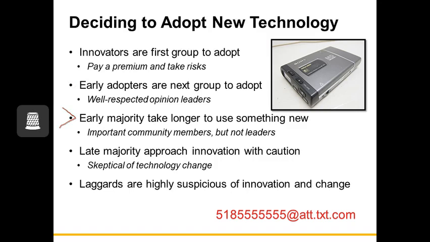Then we have our late majority, who is very similar to the early majority, but they adopt a little bit later and they maybe are a little bit skeptical of technology change. Okay. It's not that they distrust the technology, but they're just not really sure that the technology is going to take off and they don't want to invest in it if it's not really a sure thing. And then finally, our last adopters are the laggards, and they're highly suspicious of innovation and change. They kind of expect everything to stay the way that it is and want things to be the way that they have been.